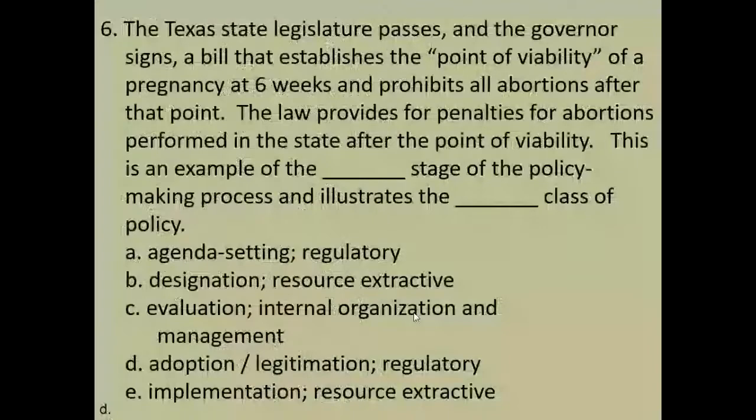Questions about that one? So the adoption legitimation stage is like, there's a decision being made here. When the legislature passes a bill, the combination of the legislature voting to pass it and the governor signing it, that is making a decision, right?